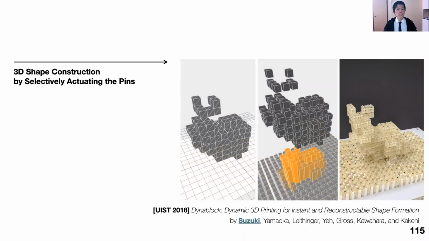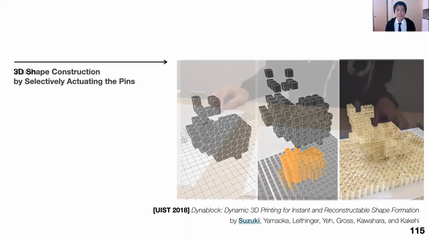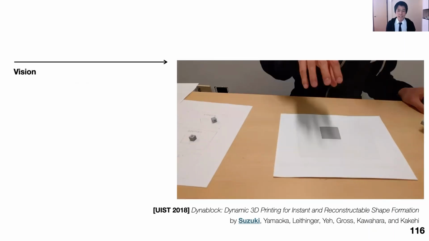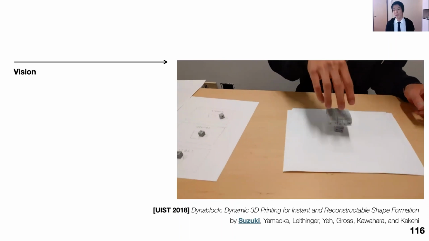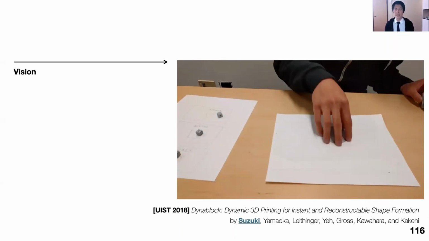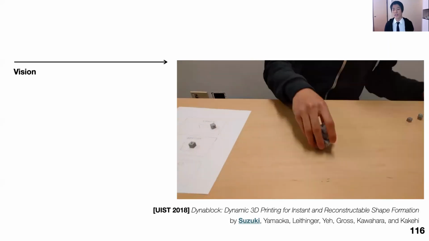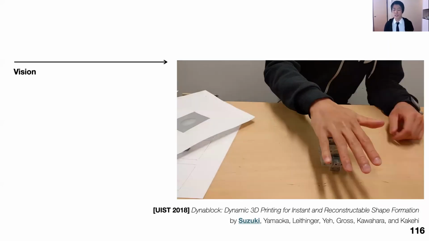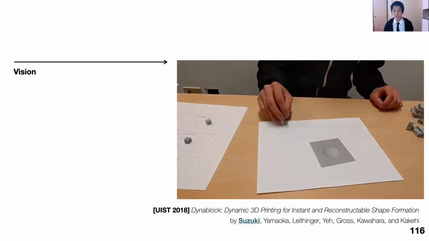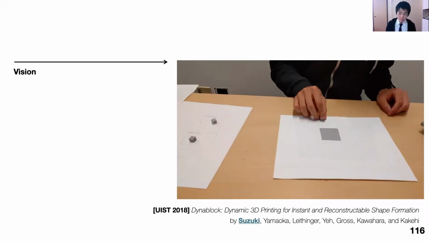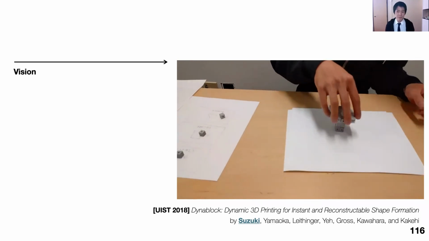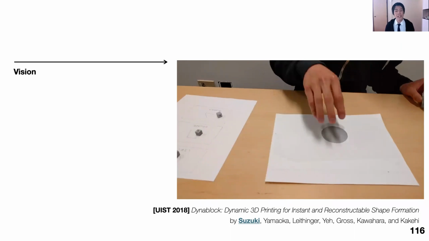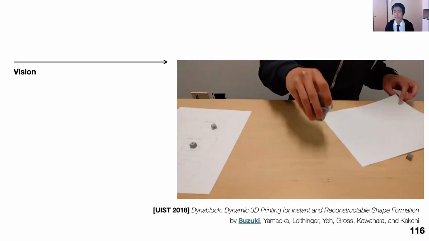This also uses layer-by-layer assembly by selectively actuating pins, so that we can make an arbitrary 3D shape just like a 3D printer. If we can make it more dynamic and interactive, then we can, for example, dynamically physicalize information and shapes out of the graphical display, so that we can tangibly interact with it, as well as seamlessly synchronize between the digital world and the physical world. Dynablock could be one of the steps toward this vision of more dynamic physicalization between the virtual world and the physical world.